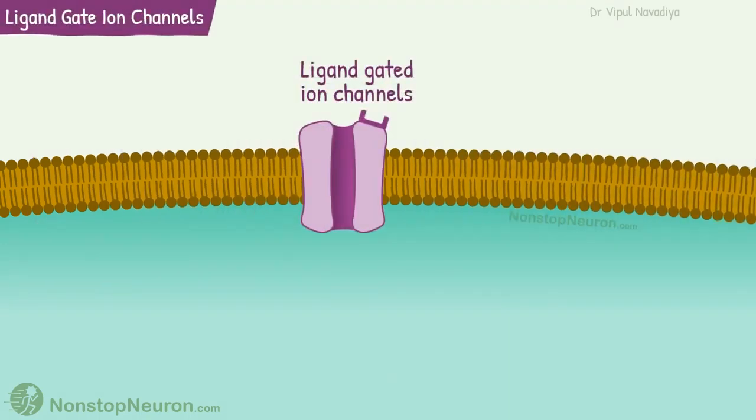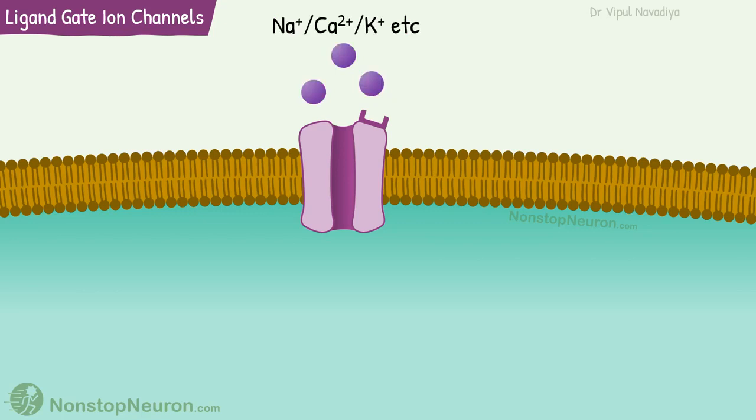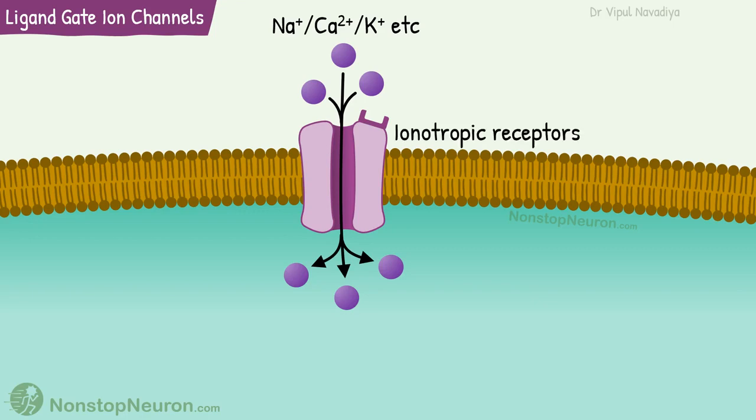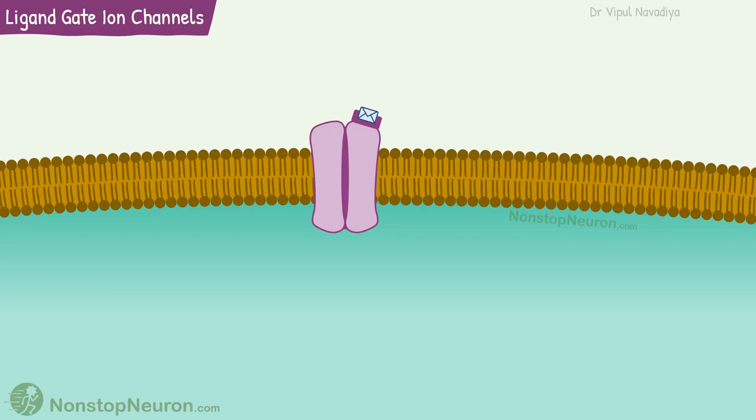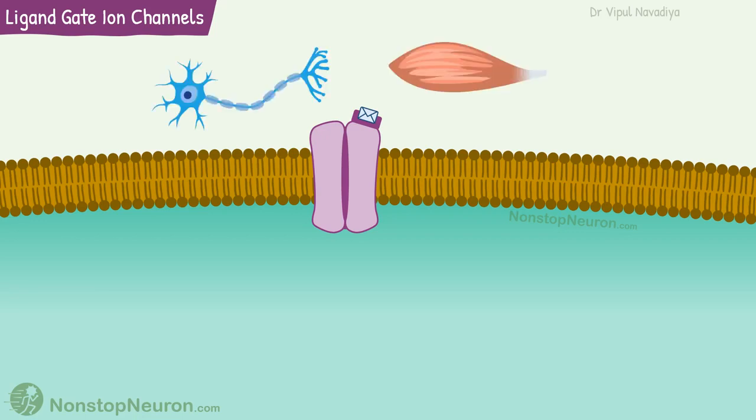First, ligand-gated ion channels. They are basically ion channels that allow the passage of small ions like sodium, calcium, potassium, etc. A receptor is just a part of the channel, so the same molecule works as a channel as well as a receptor. They are also called ionotropic receptors. The binding of ligand opens or closes the channel. They are involved in signaling between electrically excitable cells like neurons and muscle cells. For example, acetylcholine receptors found on muscle end plate are sodium channels.